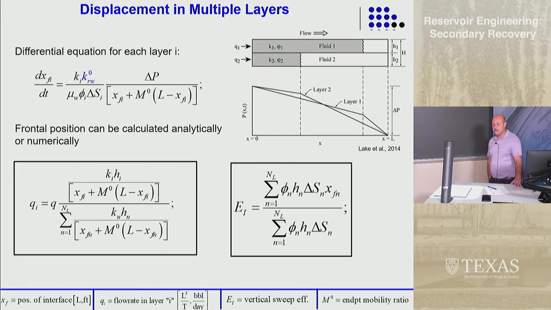And you could equivalently calculate the vertical sweep efficiency, which is related to the position of each one of the layers. So n is equal to 1 to the total number of layers. I've also got porosity, thickness, and delta S. They could be different in each of the layers, and that's what complicates this. But if they were the same, then it would just be x_f,n over 1. So that's how you would calculate that.